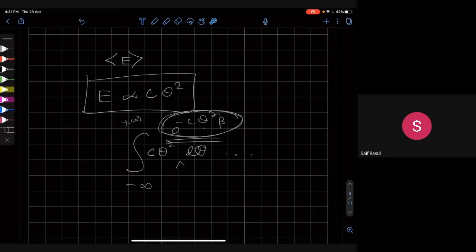You're using the result that is already derived, right? Yeah, I'm just using the general form of the equipartition theorem. Is that okay? Yeah, that's fine. That's totally fine.